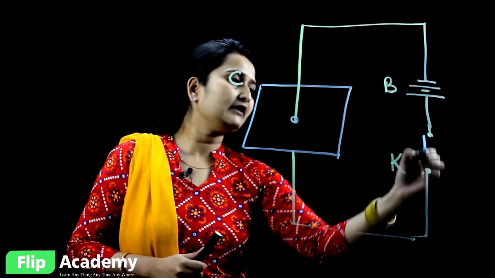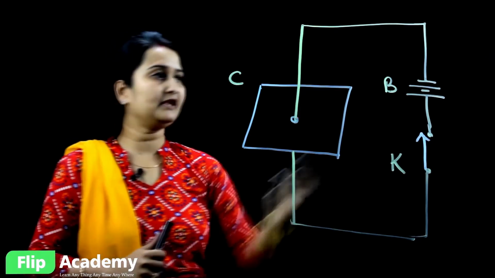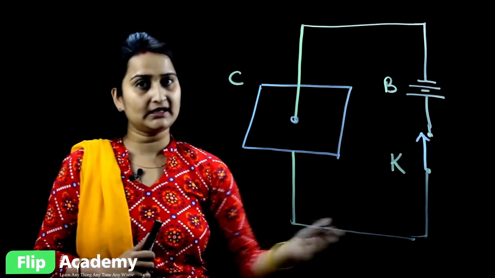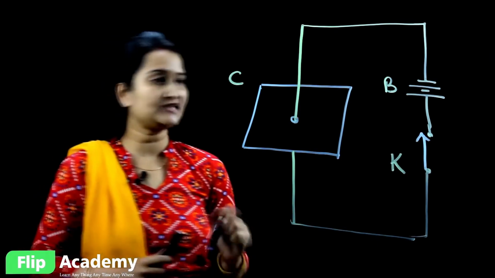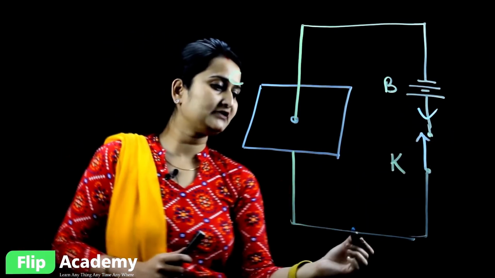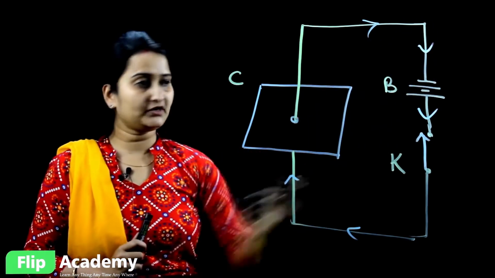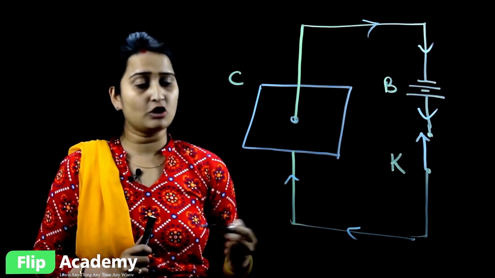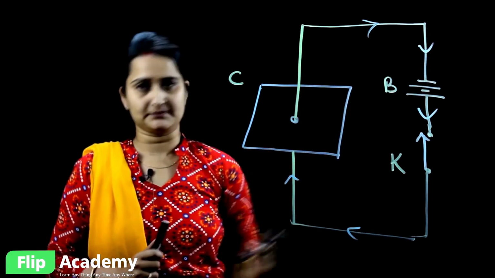Now, when you switch it on, what happens? The current starts flowing in it. How does the current flow? Current always flows from the positive to the negative side. That is, the current starts flowing in this direction. This is the direction of the current. The current flows through the copper wire, and the magnetic field is created around this copper wire.